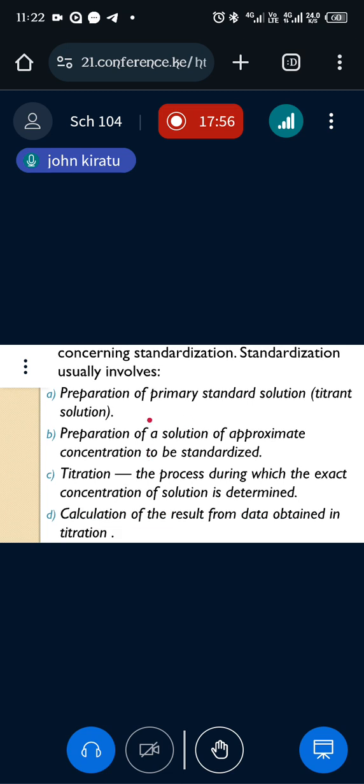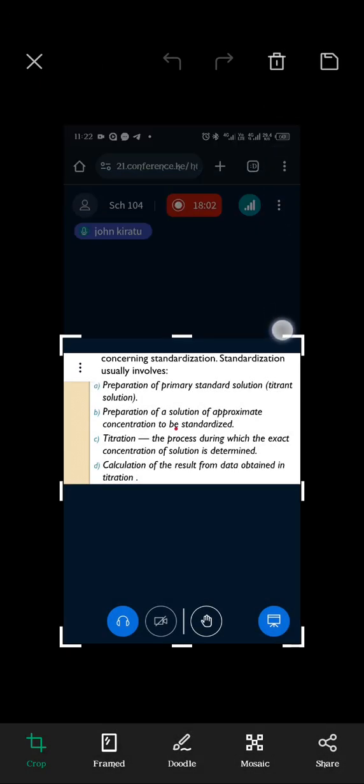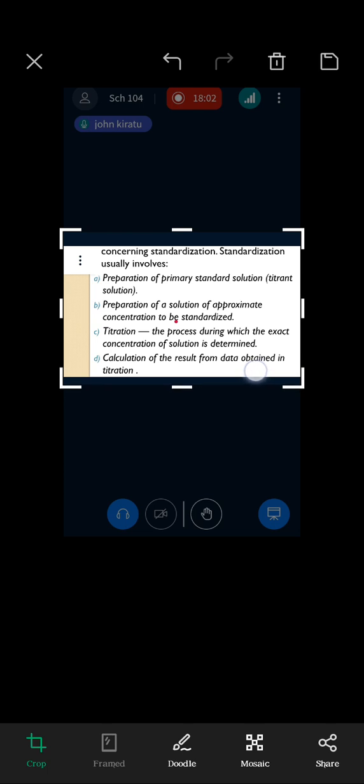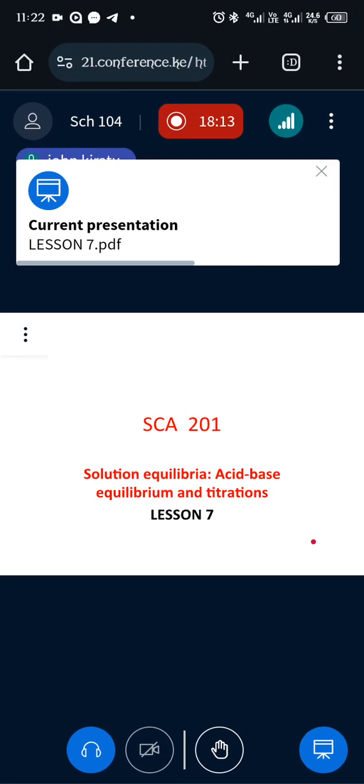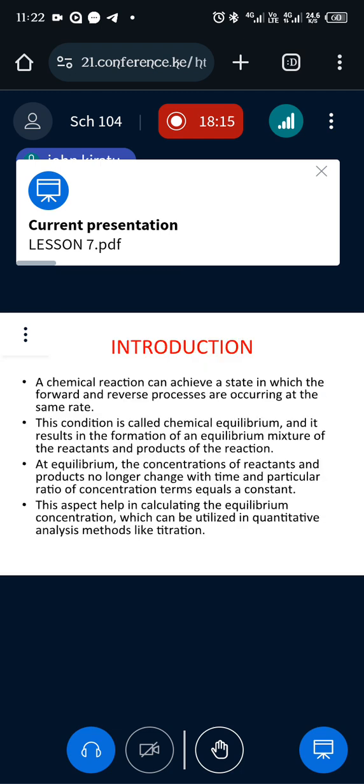Now, let's look at different... when you are doing titration, we usually have titration curves. What are these titration curves? That's what I want to teach you today. And I'll switch gears here and go to another presentation which captures that.